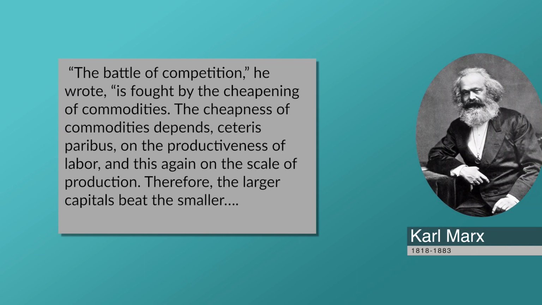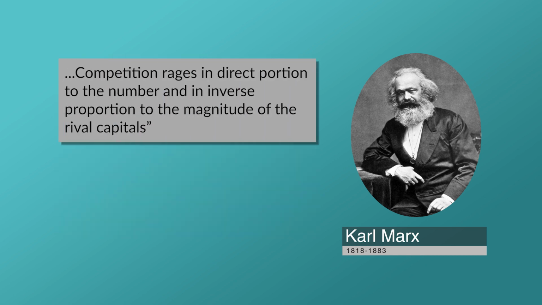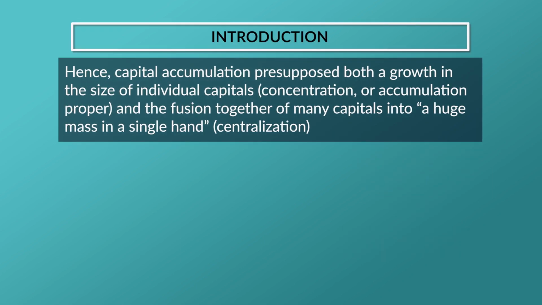The battle of competition, Marx wrote, is fought by the cheapening of commodities. The cheapness of commodities depends on the productiveness of labor and this again on the scale of production. Therefore, the larger capitals beat the smaller ones. Competition rages in direct proportion to the number and in inverse proportion to the magnitude of the rival capitals. Hence, Marx proposed that capital accumulation presupposed both a growth in the size of individual capitals as well as the fusion together of many capitals into a huge mass in a single hand.